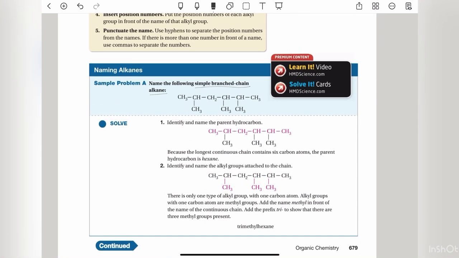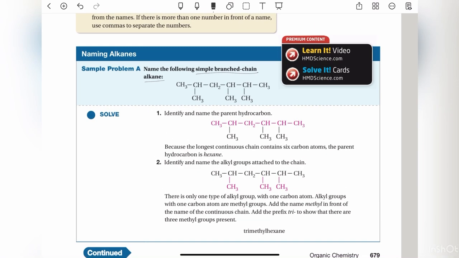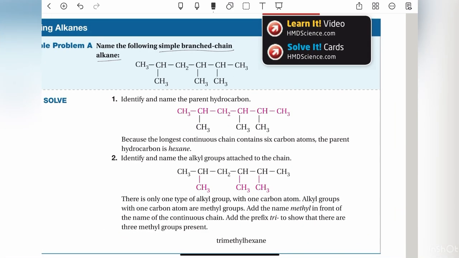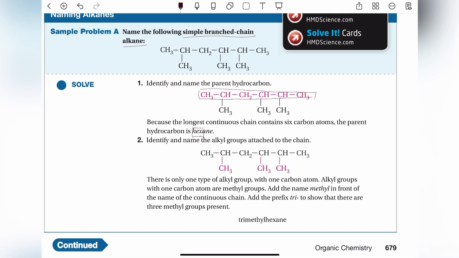And now there's some more practice problems. First, there's an example. Name the following simple branched chain alkane. So the alkane we see has the longest continuous chain that contains 6 carbon atoms. That is why the parent hydrocarbon is hexane, hex standing for 6. Second, we identify and name the alkyl groups attached to the chain.